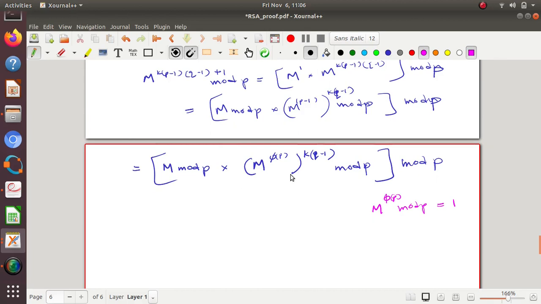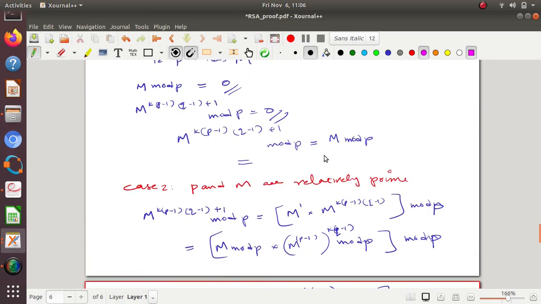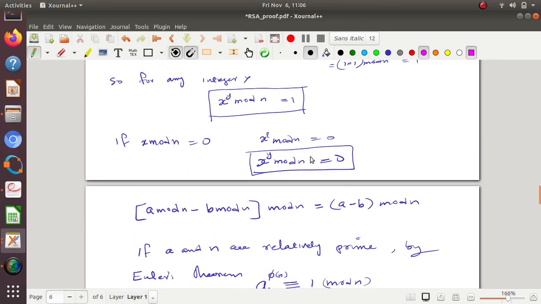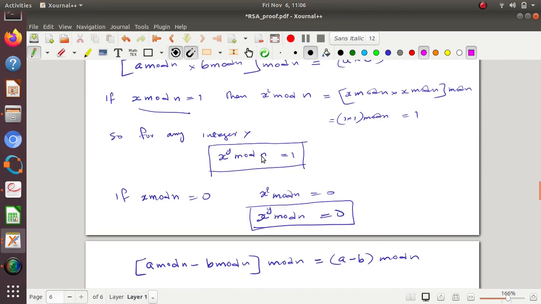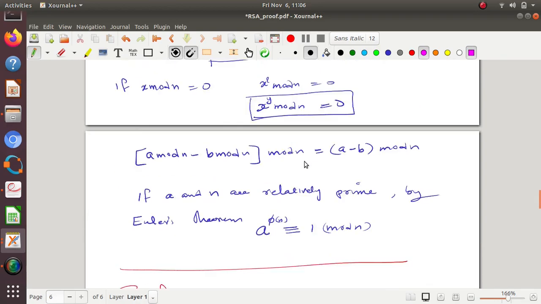So this part will become 1, and by using this property: x to the power y mod n is equal to, if x mod n is equal to 1, then x to the power y mod n will also be 1.